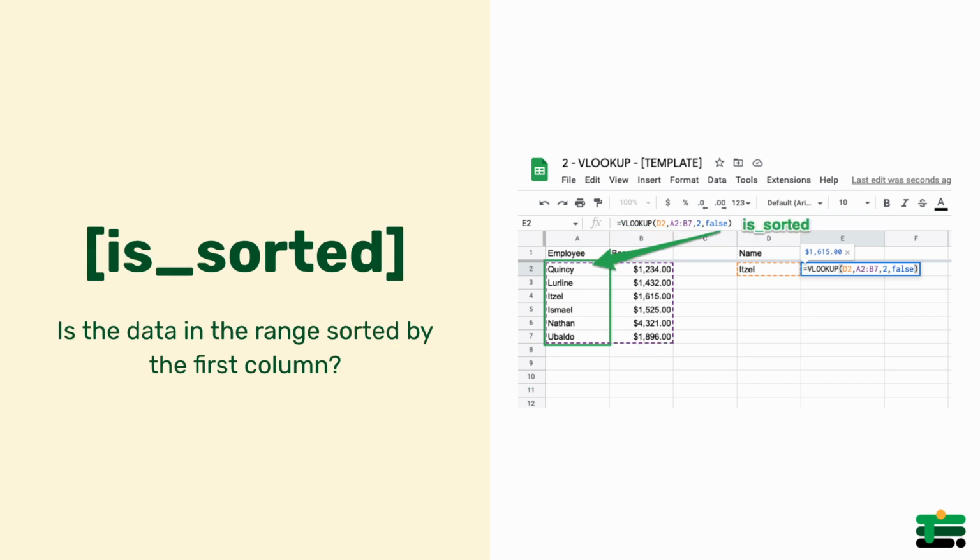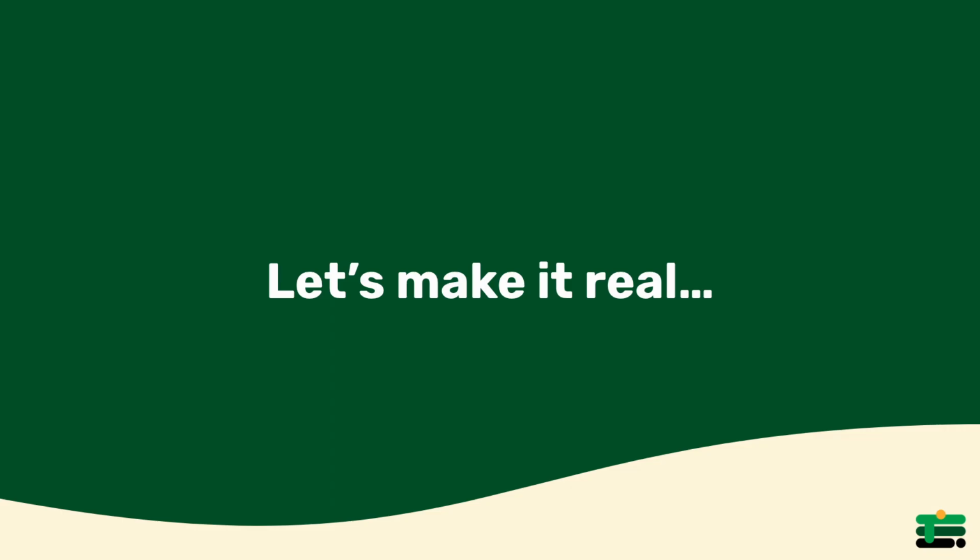And is sorted is a bit of a tricky one. Although it seems very simple, it's determining whether the first column is sorted in an ascending order. Now, why this is important is because you can end up with results being returned to you that are actually inaccurate. Now, let's take a look at this in real time.